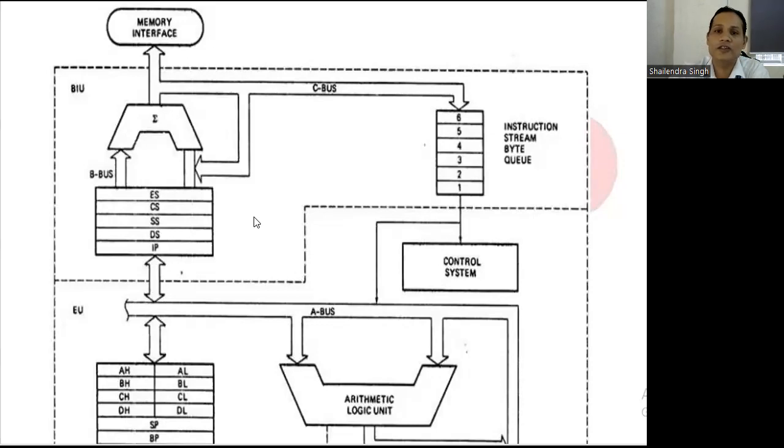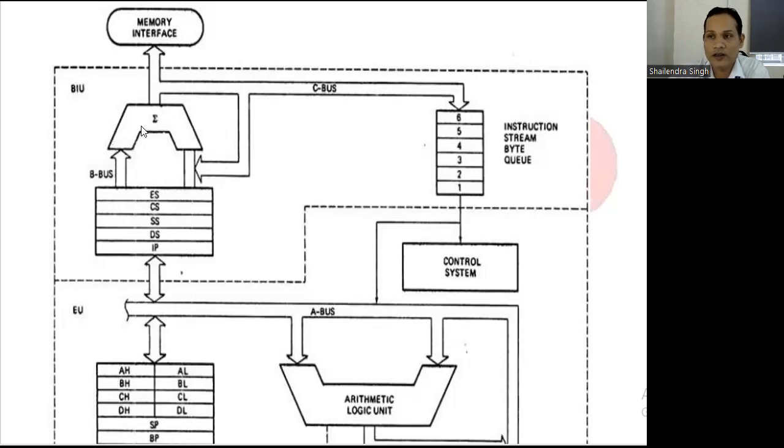Today, I will discuss the internal architecture of the 8086 microprocessor. The 8086 microprocessor has been configured with a 20-bit address bus, a 16-bit data bus, and a 16-bit ALU. So, I will discuss the internal architecture. The internal architecture supports 16-bit data.